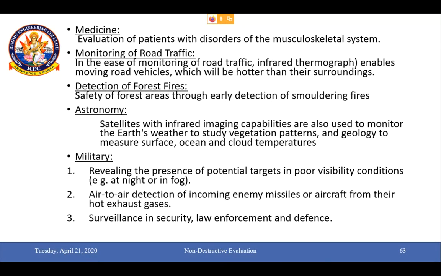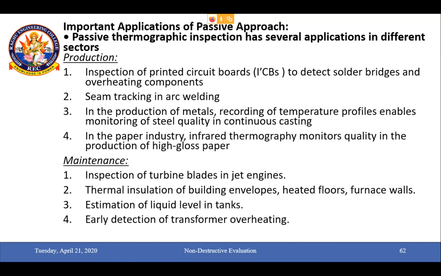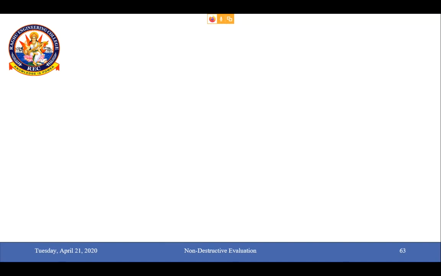If you see all these applications, what is common in all of them is that there is a natural variation in temperature between the object under test and its surroundings. So whenever there is a natural temperature variation between an object and its surroundings, in such cases you can use a passive thermographic technique. So this is the end of it.